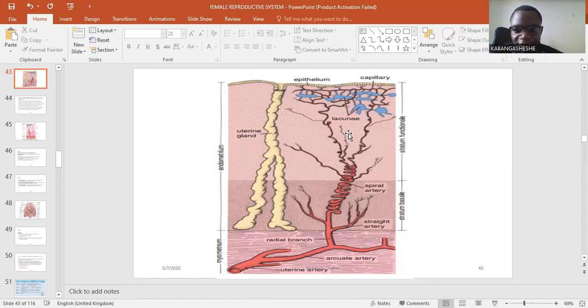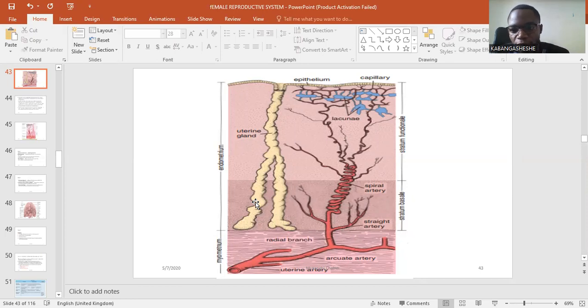Then the third layer of this connective tissue is known as stratum basale, or basalis if you want, or the basal layer. So stratum means layer. So there are 3 layers of connective tissue in the endometrium: the stratum compactum, closer to the epithelium, stratum spongosum in the middle, and stratum basale at the bottom.